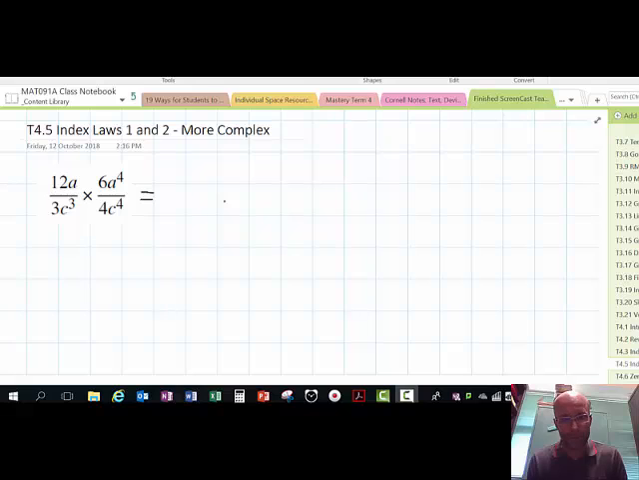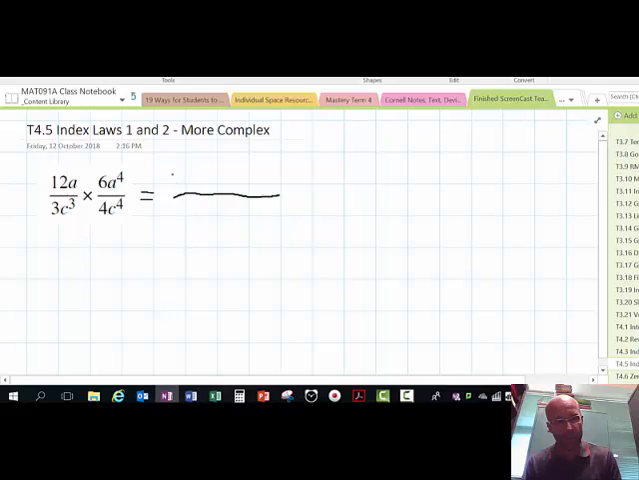We're doing more complex questions with index laws 1 and 2 combined. So you can see here we have divide shown by the line, the vinculum line, and we have multiplication there, and that means we're likely to be using both index laws 1 and 2. One way of doing this is to join up the two fractions. We can do that because this will actually make life a little bit easier. It's not the only way to do this question, but it is helpful.